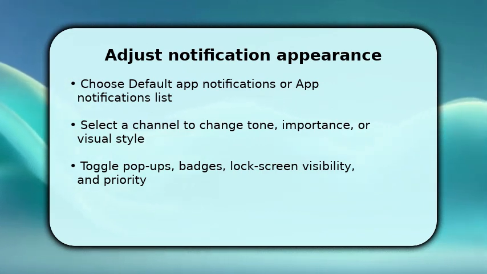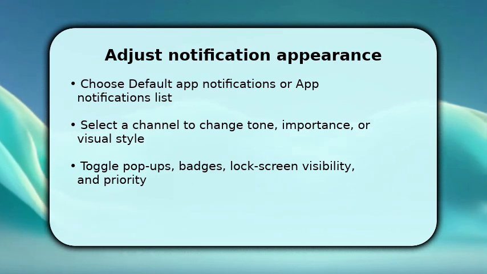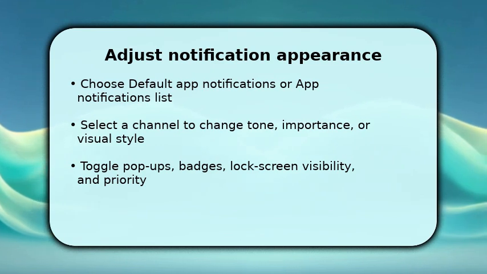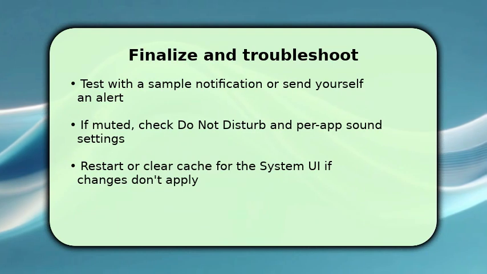If you want grouped alerts, enable conversations or notification grouping. These choices affect annoyance and response speed. Finish by testing. Send a sample notification or ask someone to message you and confirm tone, banner, and badge behavior.